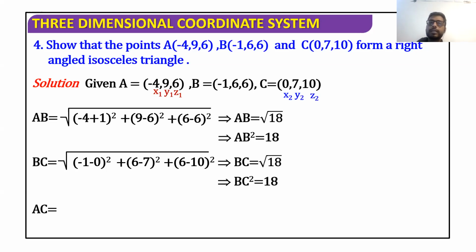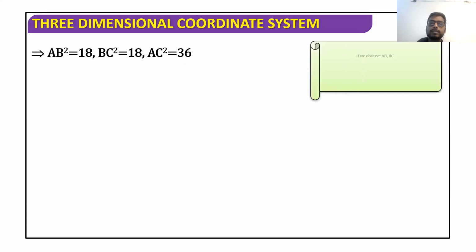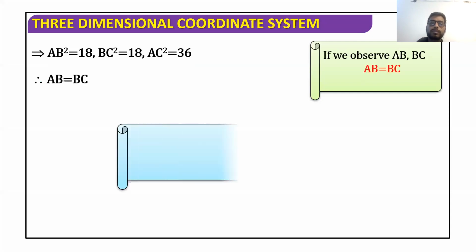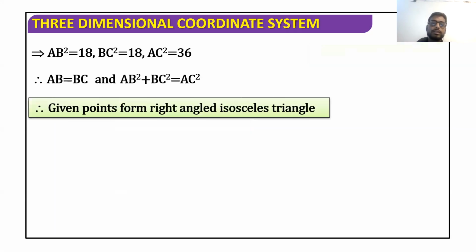I have to also show that it's a right angled isosceles triangle. To show that it's right angle isosceles triangle, I have to show that AC square is equal to AB square plus BC square. So let's find value of AC. Okay, and AC square is equal to 36. Therefore, I can say that AC square is equal to AB square plus BC square. Therefore, it is right angle triangle, and therefore it is isosceles triangle. Both conditions are met, hence I can say it is true.